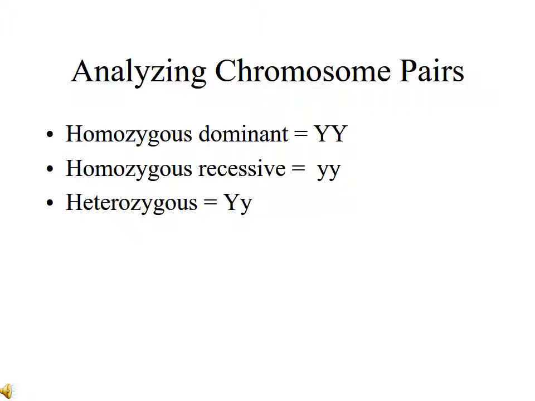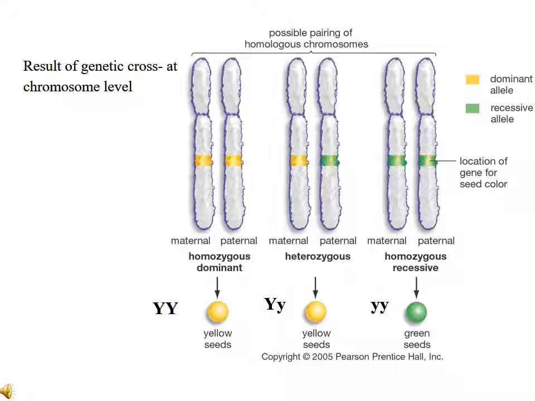Analyzing chromosome pairs. I've used some terms here that perhaps I need to define more carefully. Homozygous dominant is where you have two dominant genes present. Homozygous recessive is where you have two recessive genes present. And heterozygous is when you have a dominant gene and a recessive gene. Of course, the dominant gene is going to override the recessive gene. When we did a monohybrid cross, we basically did a cross between two heterozygous organisms. So let's look at what we got before.